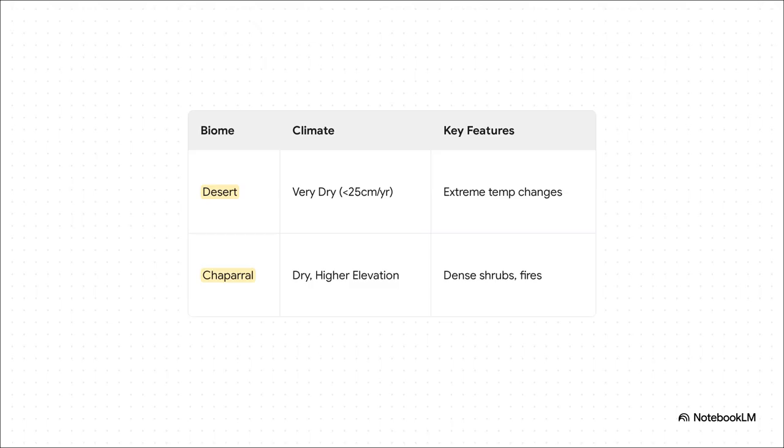Now, the chaparral is also dry, but it's a different kind of dry. It's covered in these dense, tough shrubs that are built to handle not just drought, but also frequent fires, which are actually a key part of the ecosystem. So you've got two dry worlds with two totally different strategies for survival.